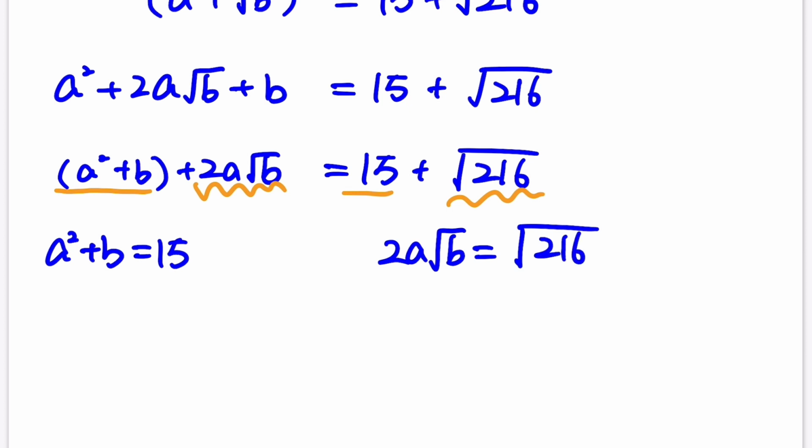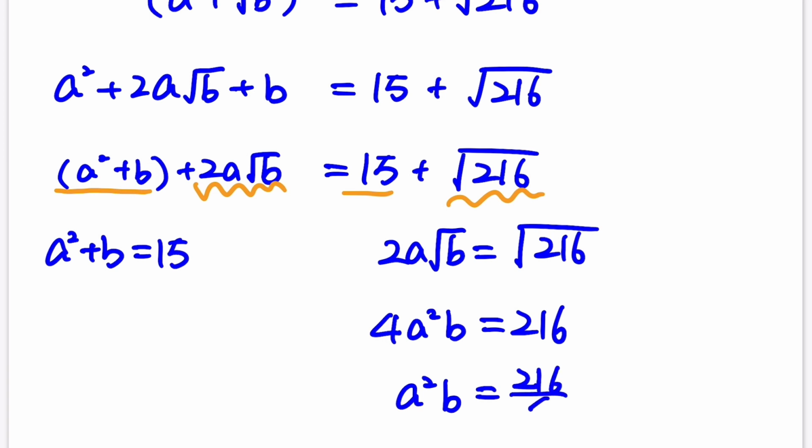216. Again, I have square root sign on both sides, which I really don't like. I want to get rid of them by squaring both sides. Then I have 4a squared b is equal to 216. a squared b is equal to 216 over 4, which is 54.